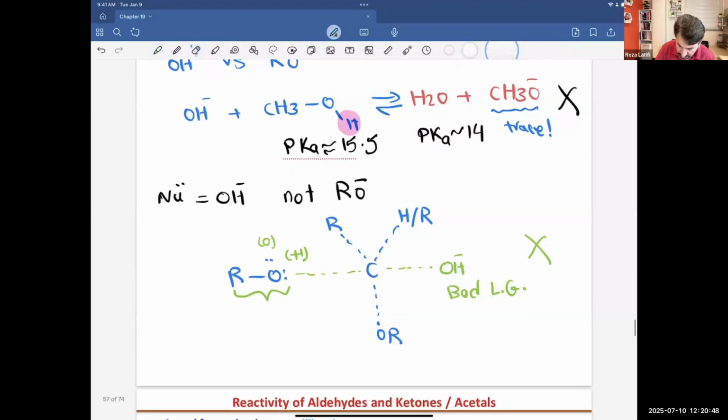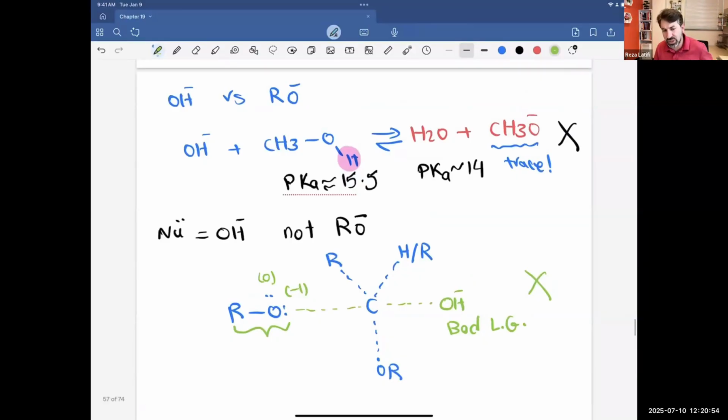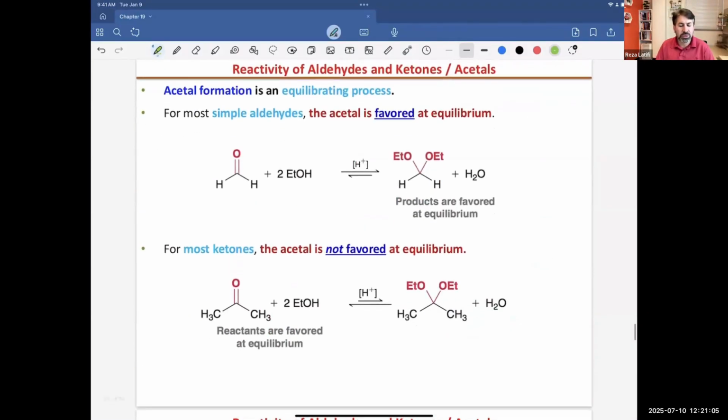Okay. And so in this case, this one is -1. And because I can't really have such a transition state, this is not a realistic transition state, I'm going to say the reaction will happen only in acidic condition. So the reaction is happening in acidic condition. Now, if you run it with aldehyde, you will get the product. Again, it's an acetal. You have 2 OR groups attached to it plus water.